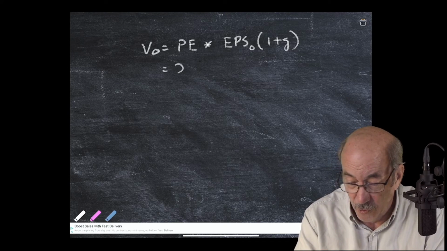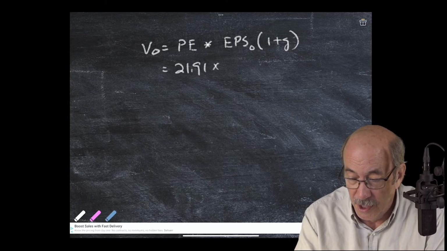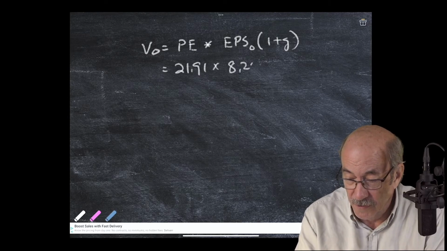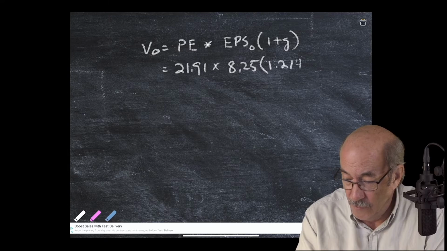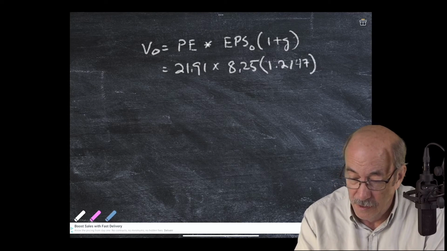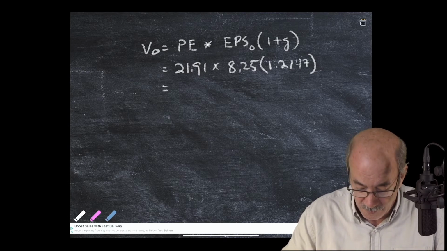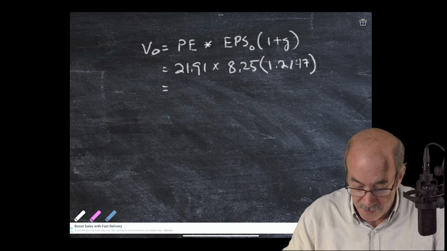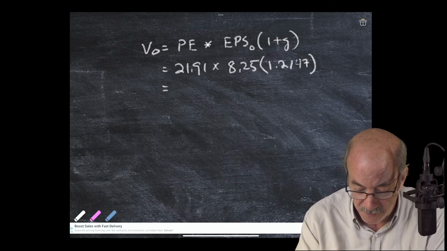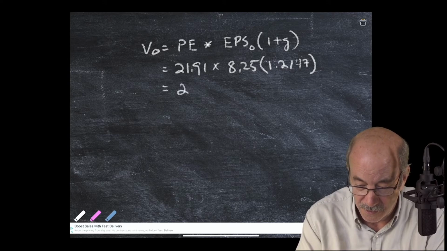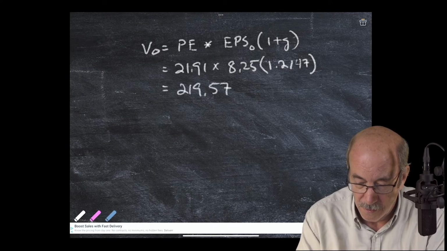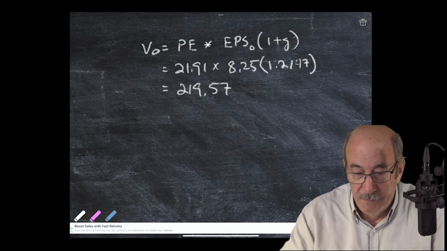And so we have 21.91 times $8.25 times 1.2147 equals... 21.91 times 8.25 times 1.2147. I get $219 and approximately 57 cents. And that's my share price.